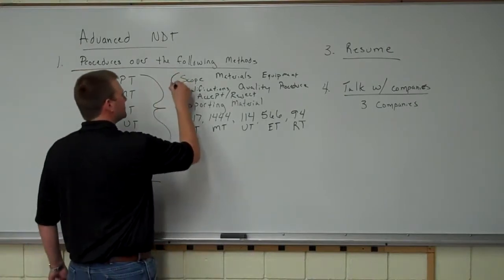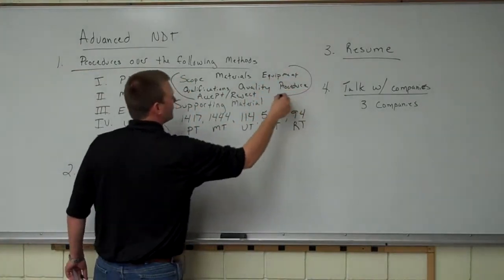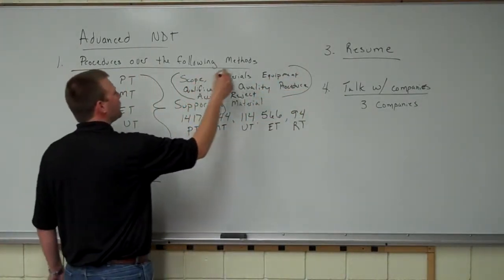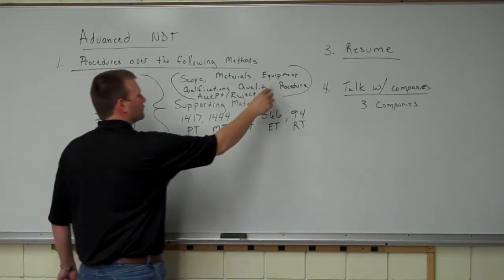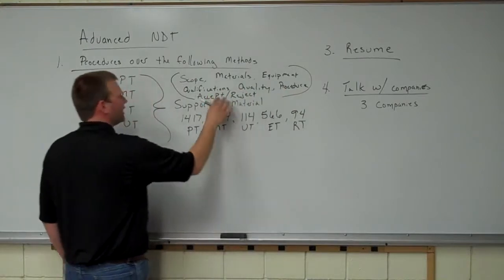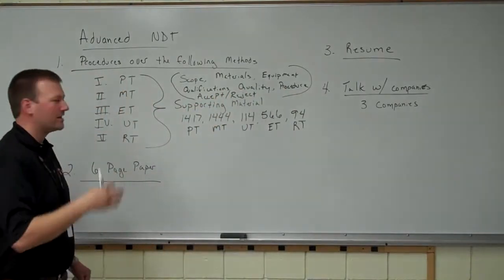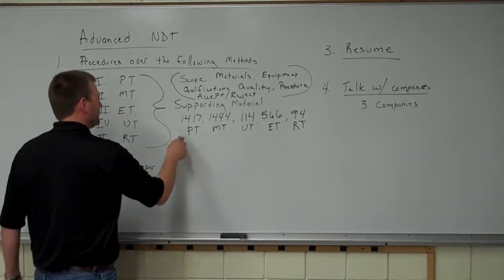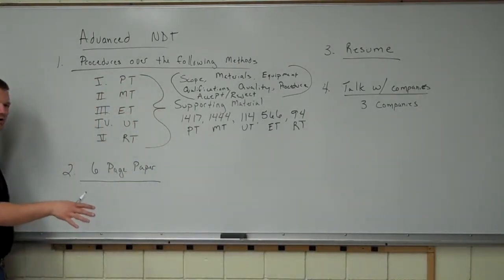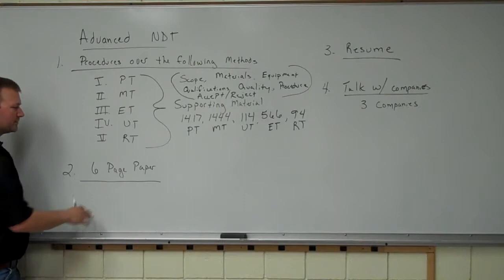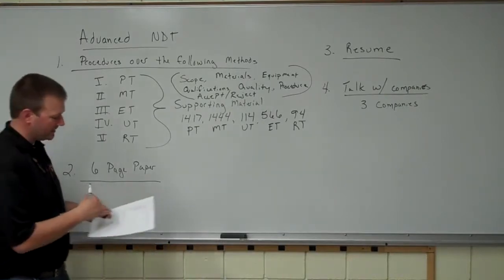So this is kind of what your procedure is going to look like. It's going to start out with a scope, then it's going to go to materials and equipment, then qualifications, any quality control, the actual procedure, and then some accept, reject criteria at the bottom to kind of tie it all together, using all of this supporting material here. Then, I saw a couple of you have already done this, a 6-page paper over any of these on here.